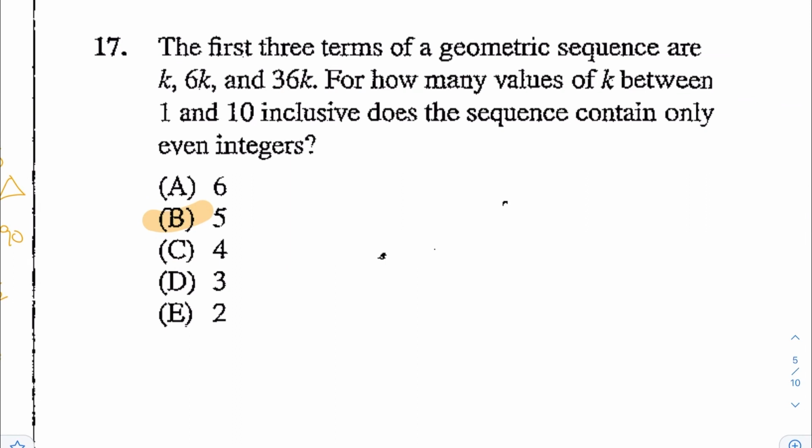All right, next for number 17, the first three terms of a geometric sequence are k, 6k, and 36k. For how many values of k between 1 and 10 inclusive does the sequence contain only even integers? So the first thing to note is that a geometric sequence. So sequence is just a list of numbers.